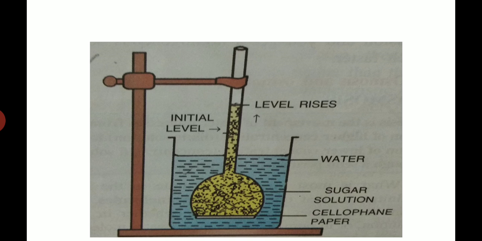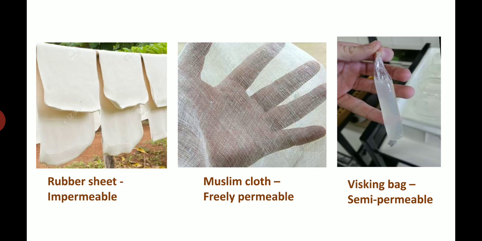Now often the question comes, what will happen if we use a rubber sheet instead of cellophane paper? See, I have provided a picture of a rubber sheet. If you use a rubber sheet in the same experiment instead of cellophane paper, then what will happen? Do you know? Rubber sheet is impermeable. It will not allow the passage of any molecule.